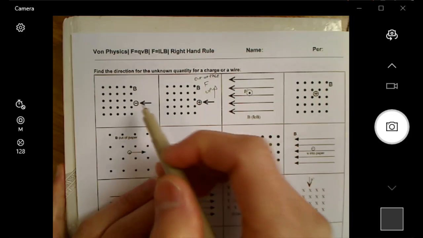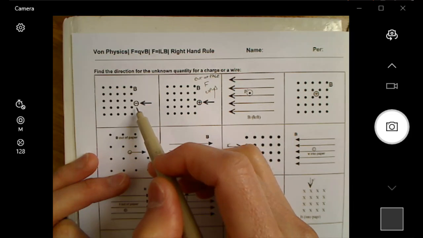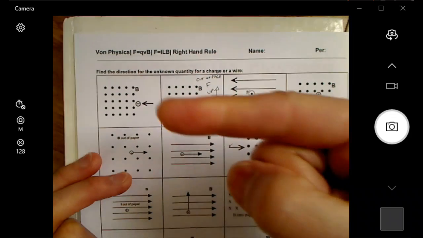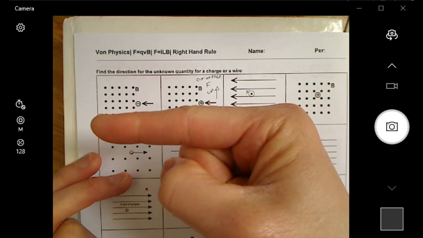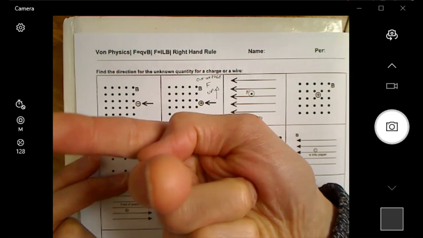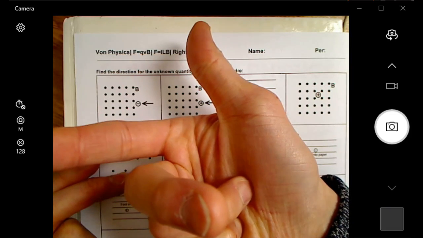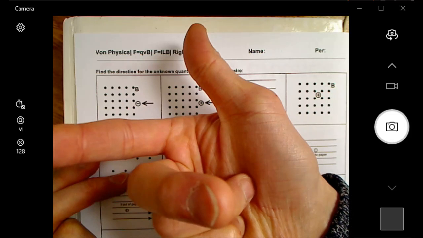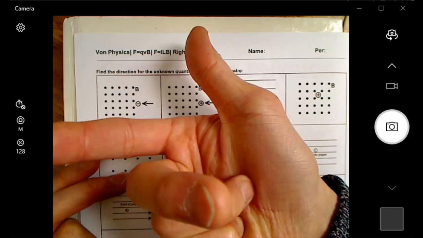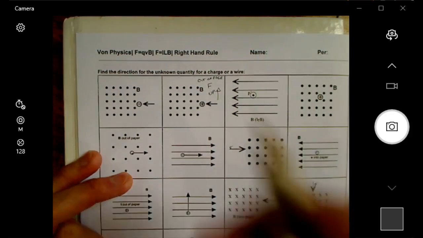Now, I'm going to go back to this one here. This one is the exact same scenario, but what's different is it's a negative charge. So for a negative charge, we're going to do the same thing. My index finger points from right to left. My middle finger points up, coming out of the page. Thumb is now going up on the page. But it's a negative charge, so that means that the force felt on this charge is down.